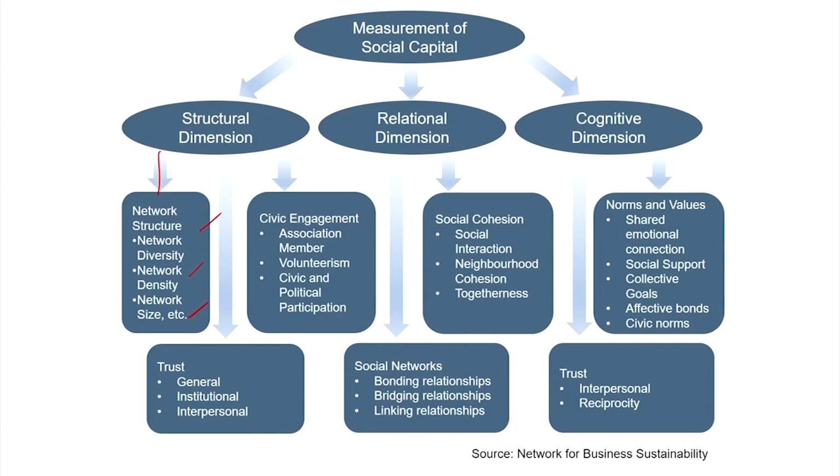The structural dimension also includes the trust here. So, the general, institutional, interpersonal. It also includes civic engagement in terms of association, member, volunteerism, civic and political participation. Relational dimension similarly includes two aspects here: social networks, bonding, bridging and linking relationships, and social cohesion, social interaction, neighborhood cohesion, togetherness. The cognitive dimension includes two sets of characteristics: norms and values and trust.